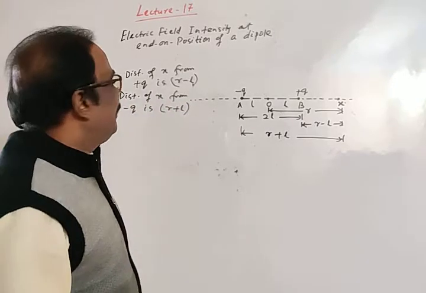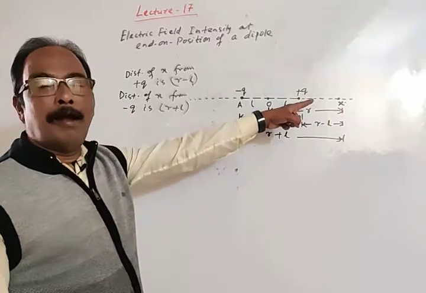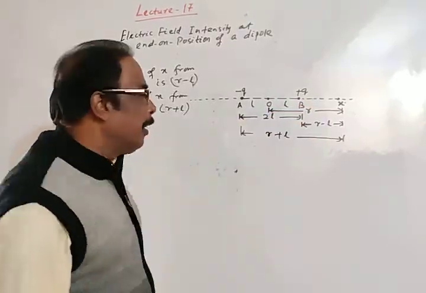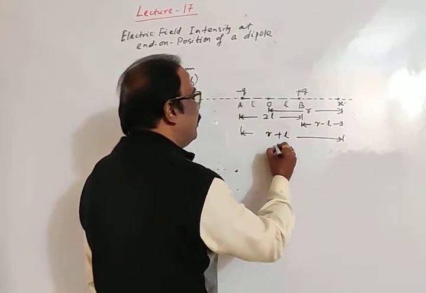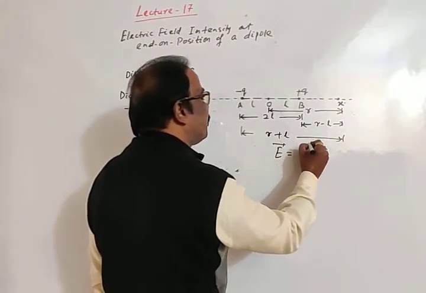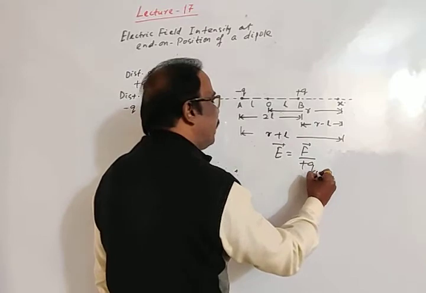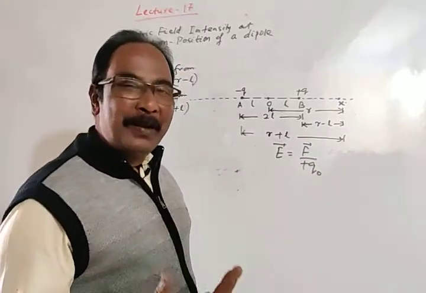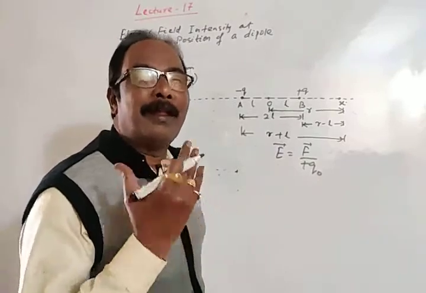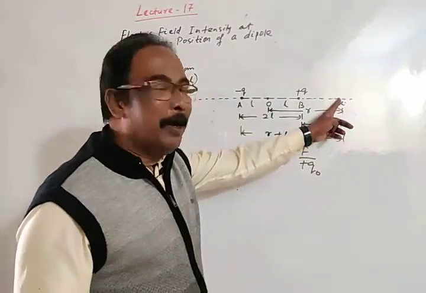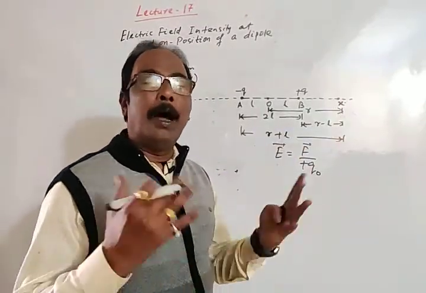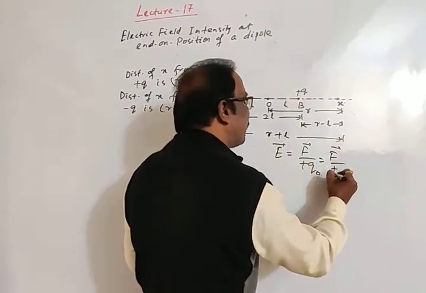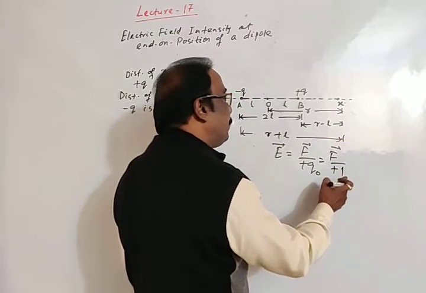Then we have to find the electric field intensity at end-on position, that means at point X. The general principle is that electric field intensity is defined as the force experienced by a test charge, or the force experienced by a unit positive charge placed at a given point. This is the given point at end-on position. We may take this as a unit positive charge.